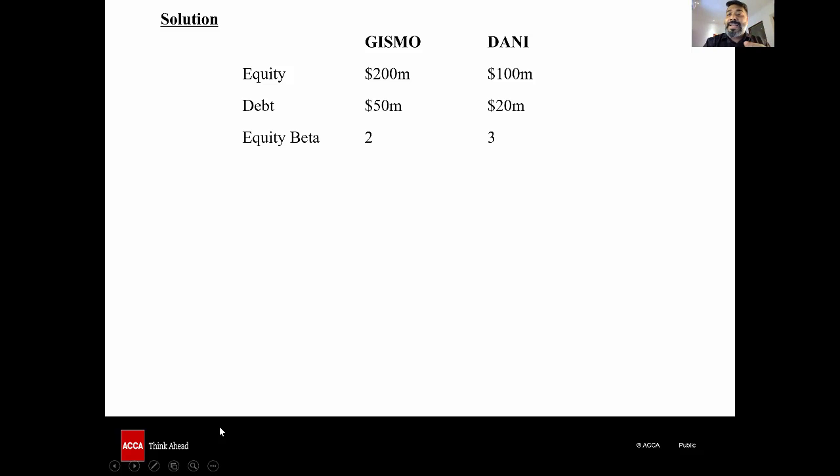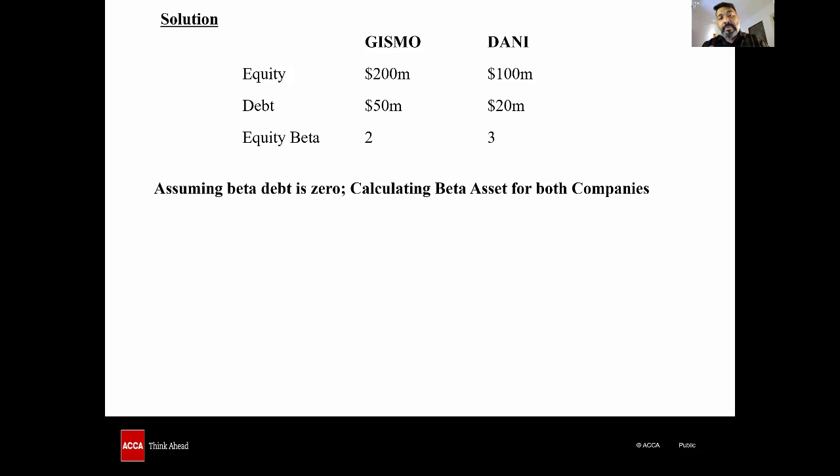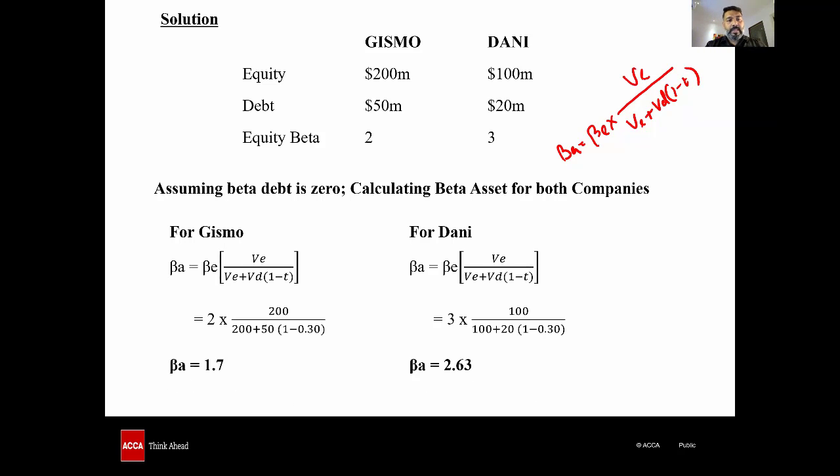And assuming that debt is risk-free, we are going ahead to calculate the beta asset for both the companies, Gizmo and Danny. How do we arrive at the beta asset? Beta asset is equal to beta equity into value of equity divided by value of equity plus value of debt into 1 minus tax. So we get that beta asset is 1.7 for Gizmo, and for Danny we get it as 2.63.